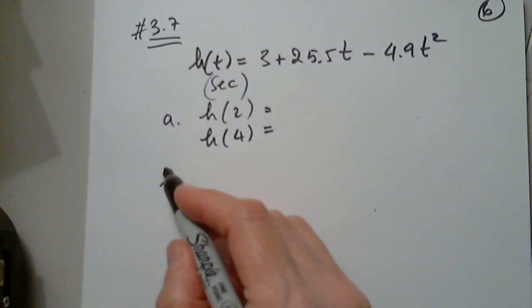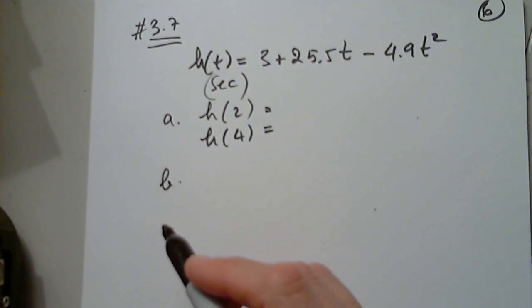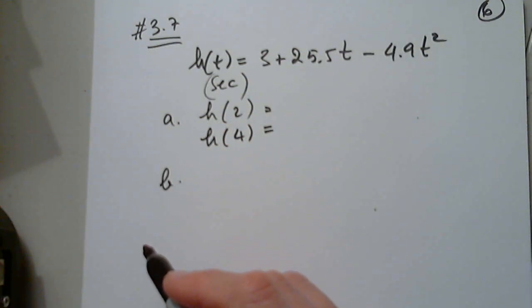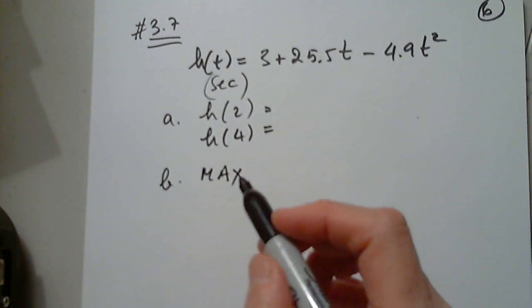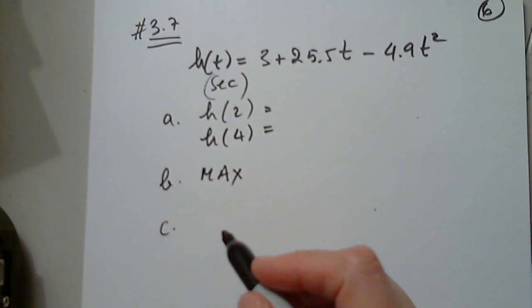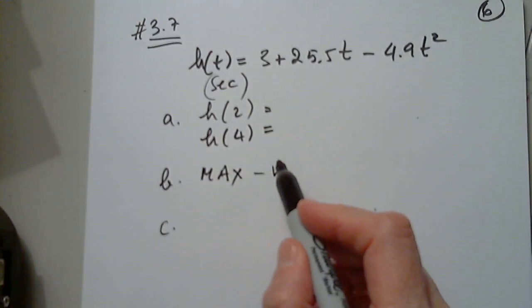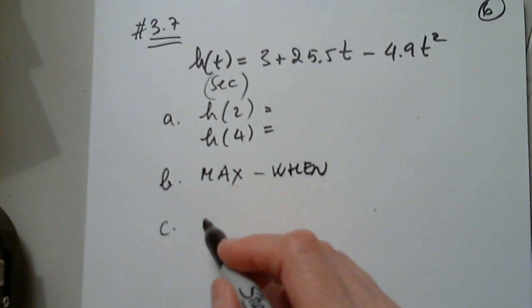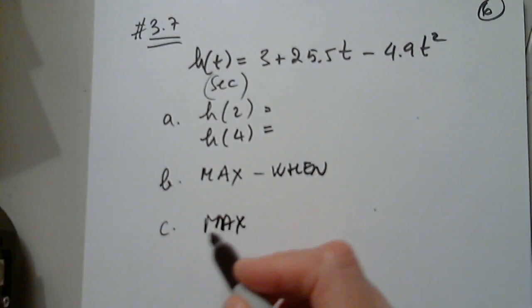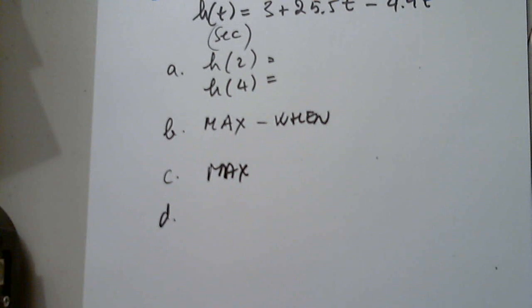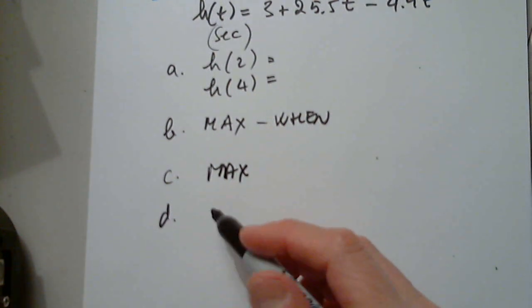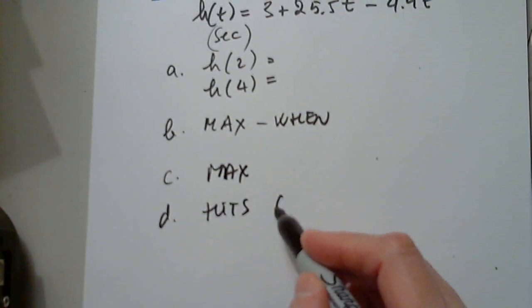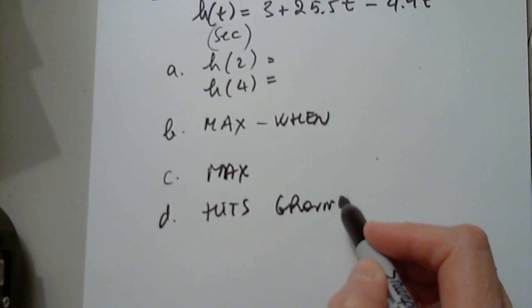Good. Part B is when does the projectile reach its maximum height to 2 decimal places? So that's when. And then the actual maximum. Again, 2 decimal places. Everything's 2 decimal places. And then when does it hit the ground, and with what velocity does it hit the ground?